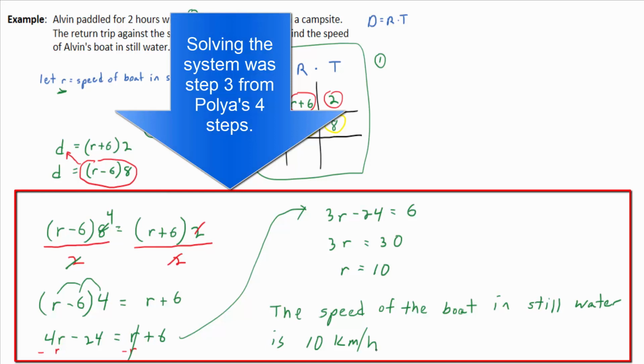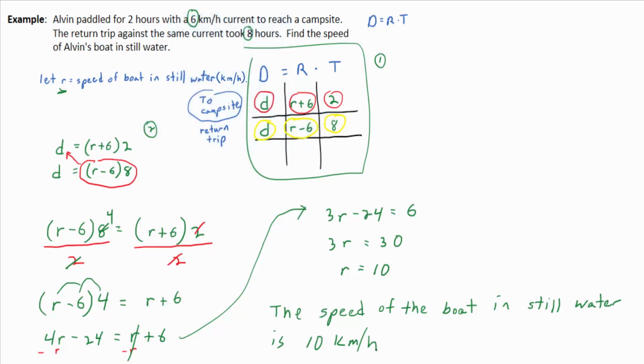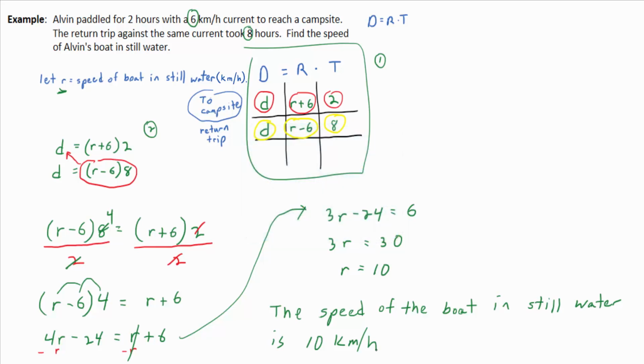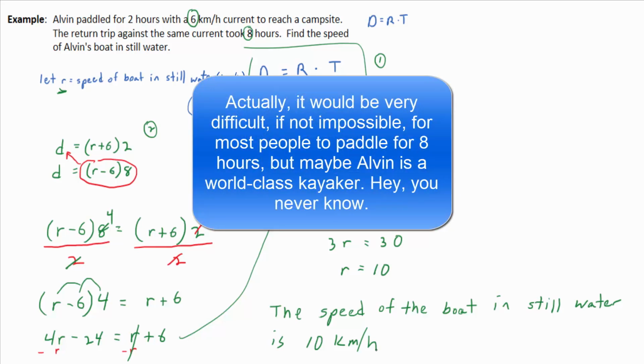What's the only step I didn't do in Polya's 4 steps? We didn't check it to see if our answer made sense. You can do that. You can plug that 10 kilometers per hour directly back into both of those equations. Make sure you get the same distance both times. But really what I mean is, does it make common sense? Does 10 kilometers per hour seem reasonable? Yeah, what wouldn't seem reasonable? Like negative 10 kilometers per hour, yeah.